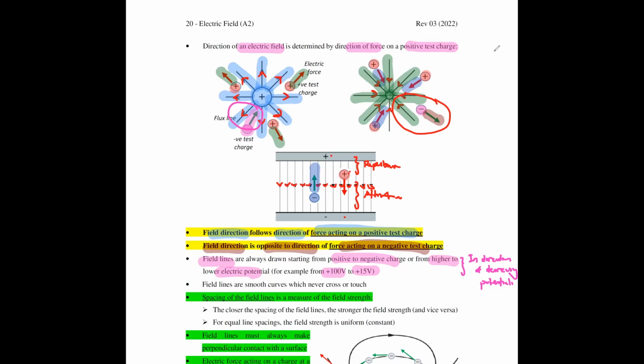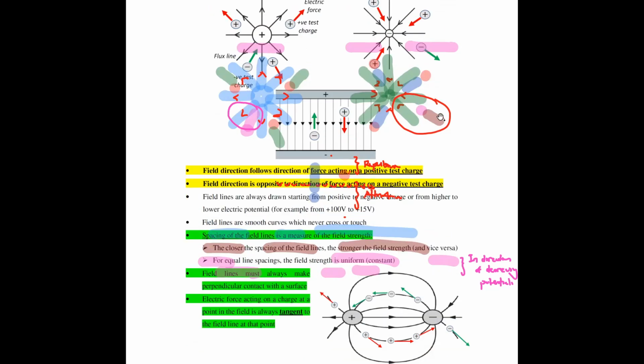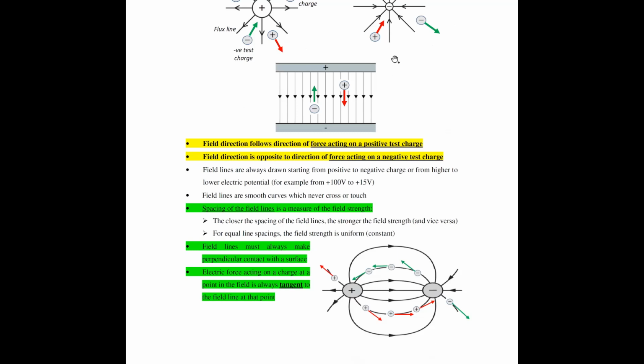Then there are certain characteristics about field lines that you would need to remember, similar to those from the gravitational field. Those few characteristics of the field lines are highlighted in green here. Those are the more important ones. Now, in the first place, field lines are supposed to be smooth curves that never cross or touch each other. Field lines can never ever touch or cross each other. They can get very close to each other, but they can never be crossing.